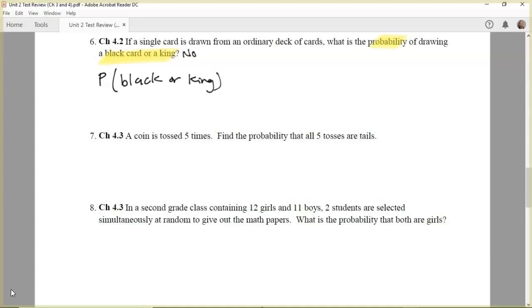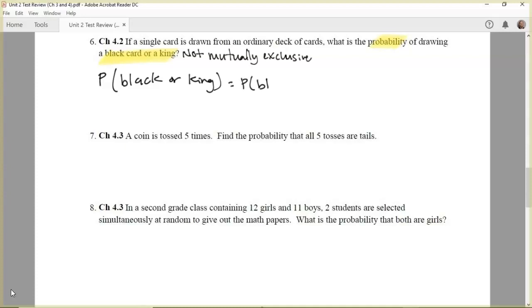So we think, well, in all the black cards, are any of those kings? And then in the 4 kings, are any of those black? And of course, yes, there are 2 black kings in all the black cards, and the kings have 2 black cards. So there's definitely overlap there. So this would be not a mutually exclusive event. So we have to take care of the overlap.